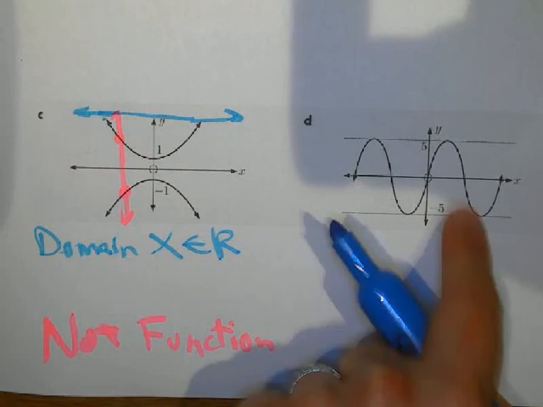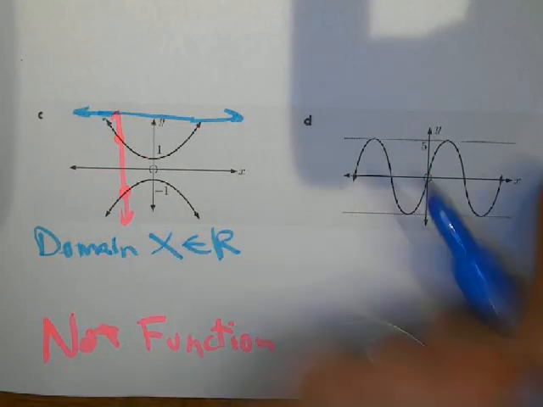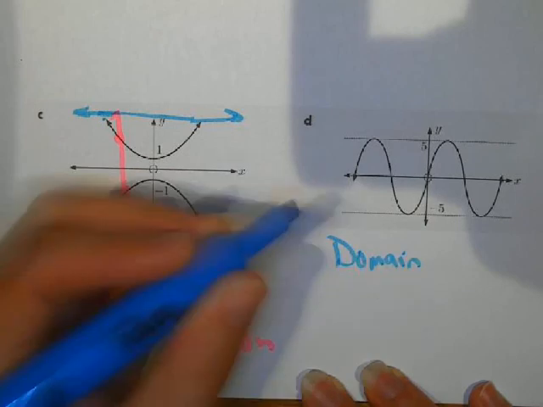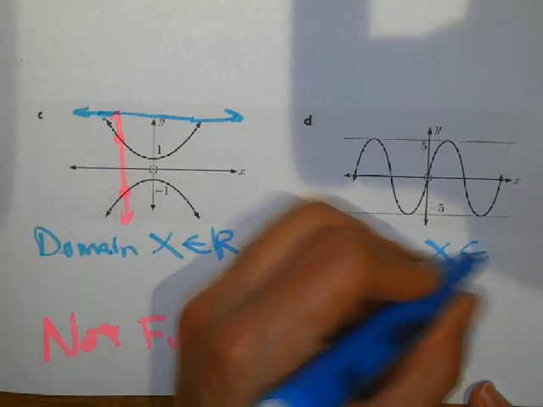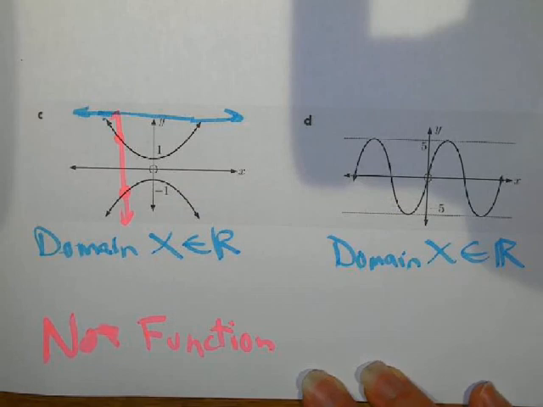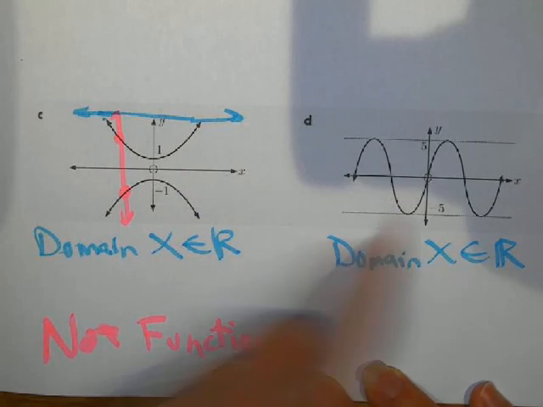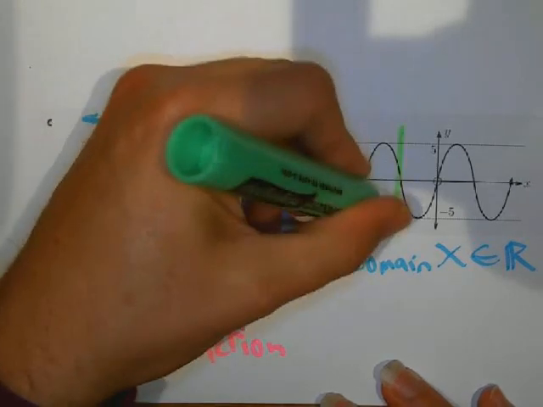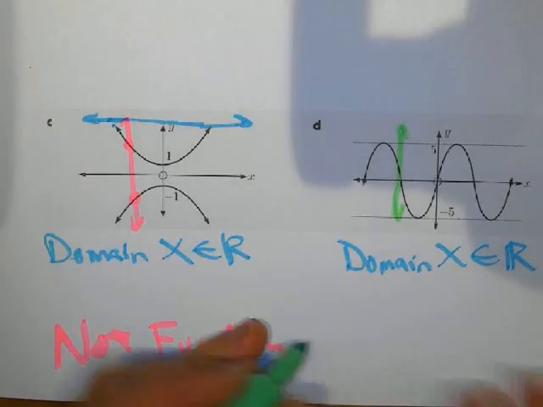Same thing with this one. It goes forever to the left, forever to the right. The domain on this one is all real numbers also. Okay. If I draw a vertical line anywhere here, it only goes through the graph once. So this is a function.